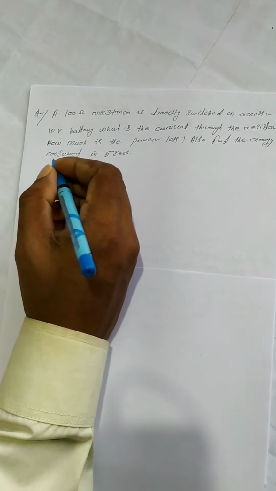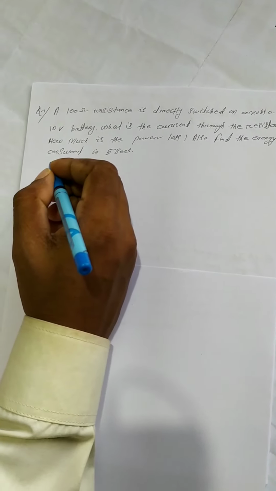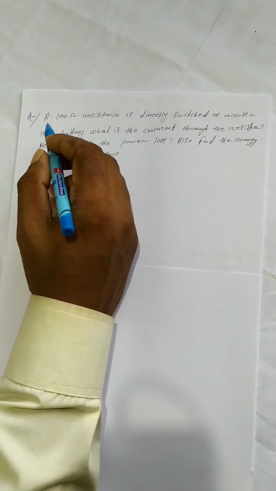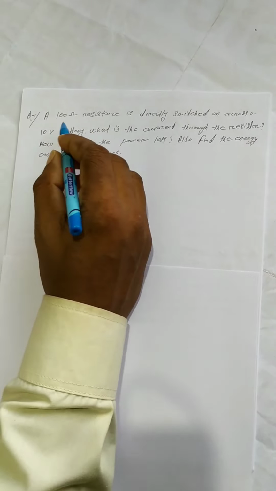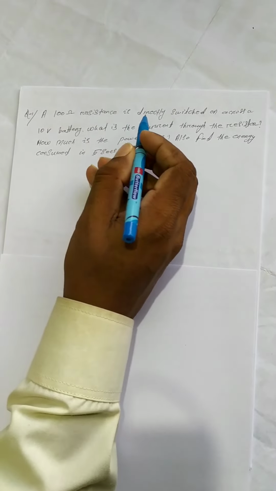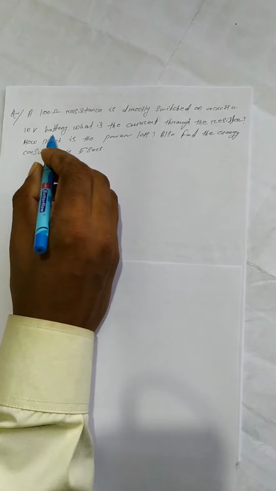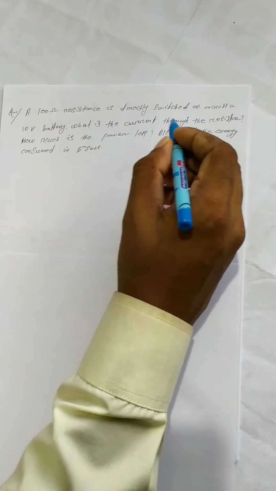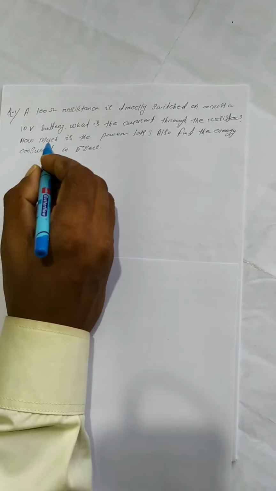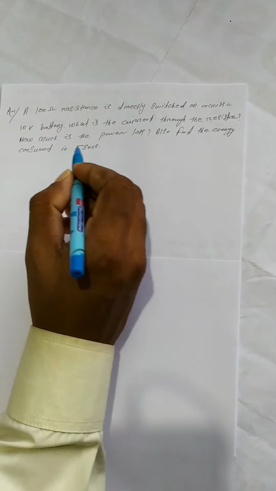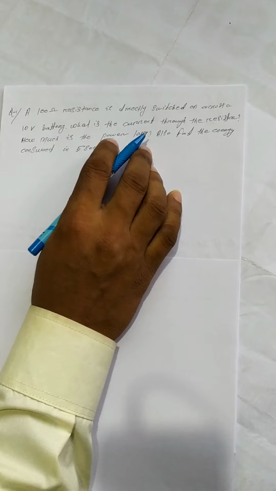Today we will see some problems on RLC. Okay, let's start with this problem. A 100 ohm resistance is directly switched on across a 10 volt battery. What is the current through the resistor? How much is the power loss? Also find the energy consumed in 5 seconds.